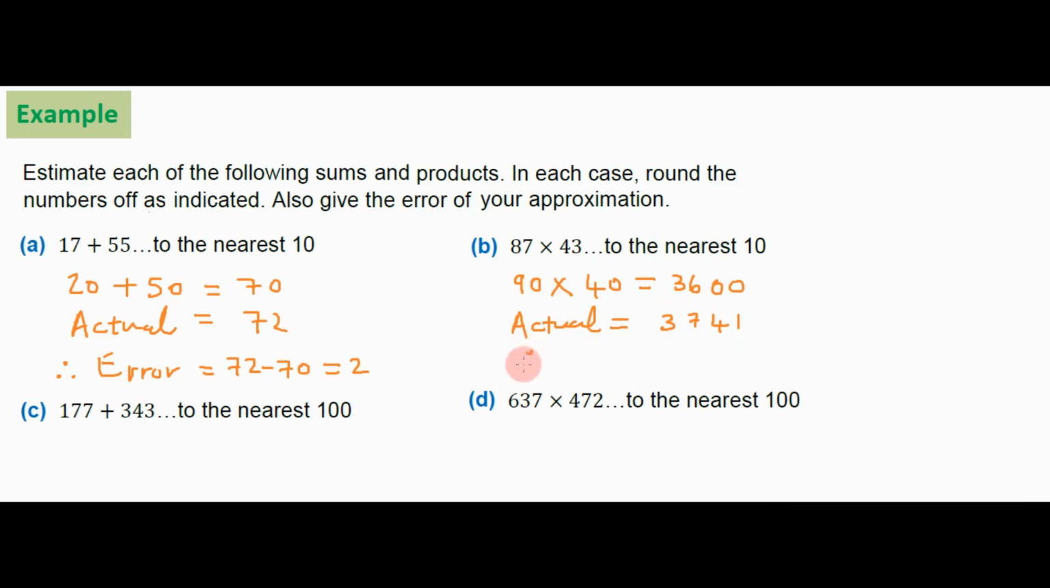So then the error will be the difference between the actual and the estimate. And this comes to 141.